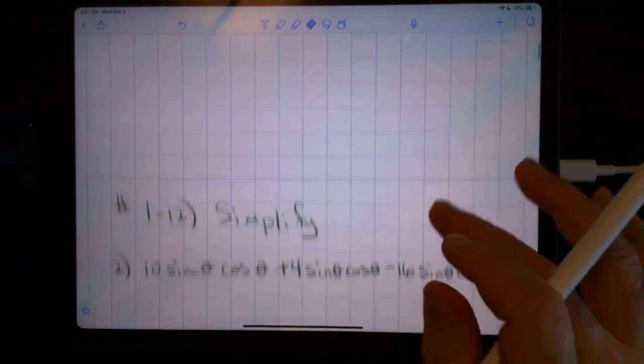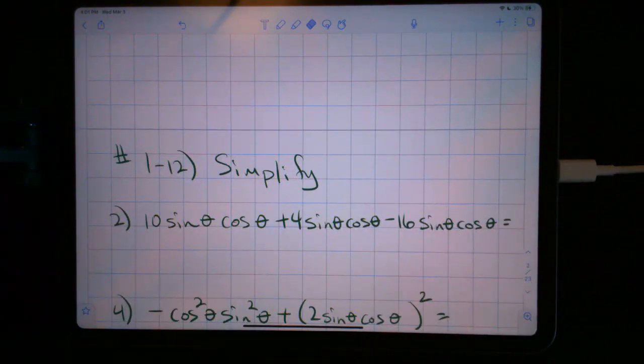Okay, so let's go to solving some problems from page 507. For numbers 1 through 12, it says carry out the indicated operations or simplify.